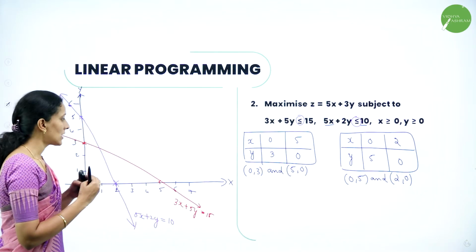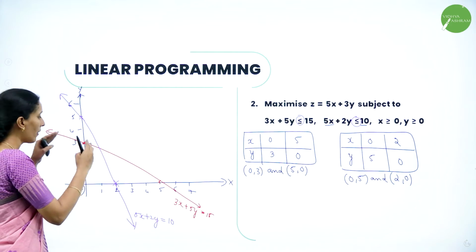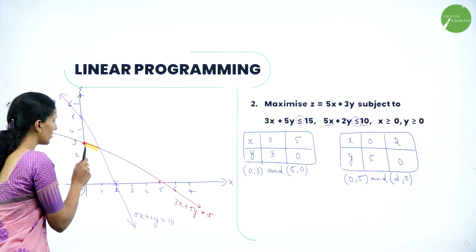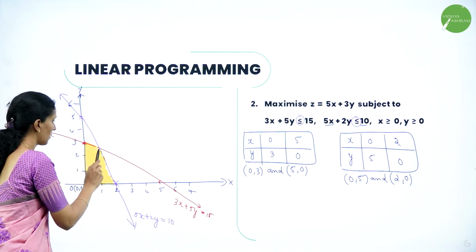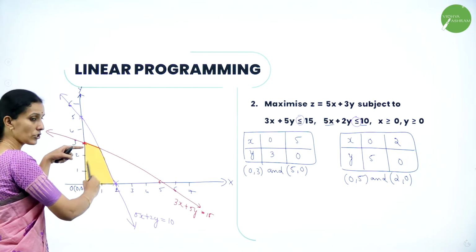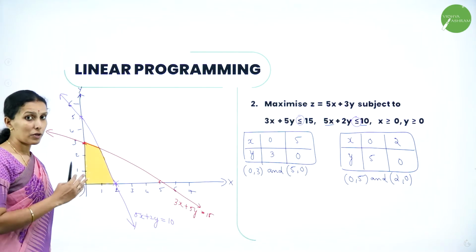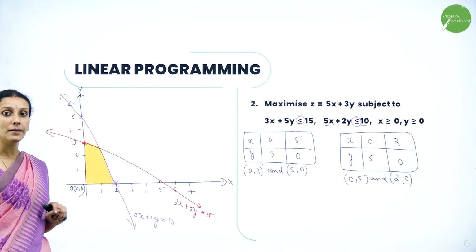That means the solution lies below the line. But where does the region intersect for both the constraints? So this is the region, you can observe. For this line also the solution region will be below the line. For this line also the solution will be below the line. But where do the two lines intersect? In this region. So this is the feasible region.